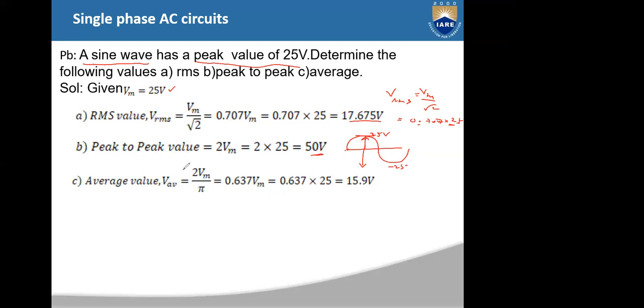And the average value for the sine wave. It's already evaluated in the previous class: 2Vm by pi, or 0.637 into Vm. So if you substitute the Vm value, we'll get 15.9.